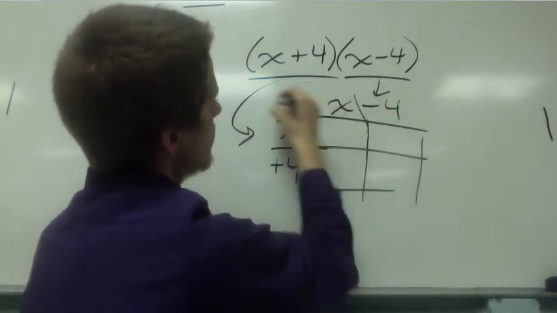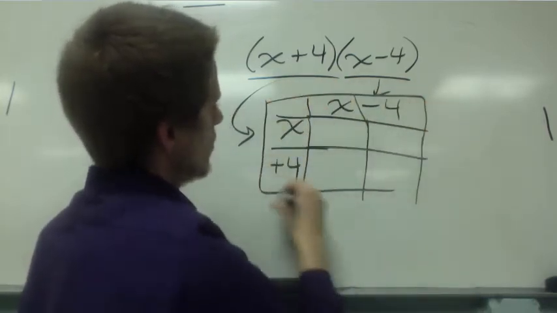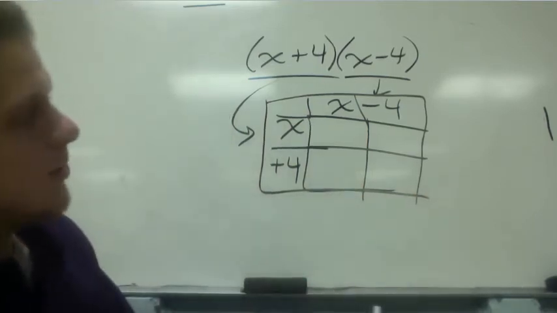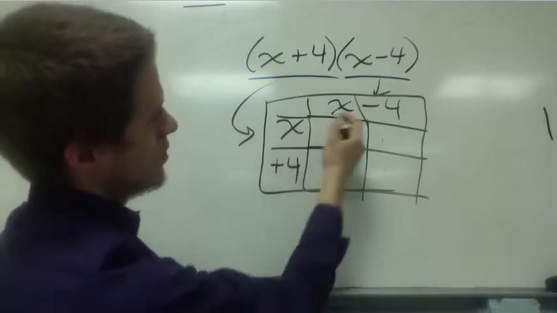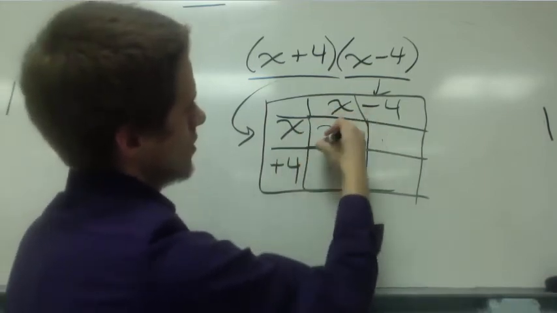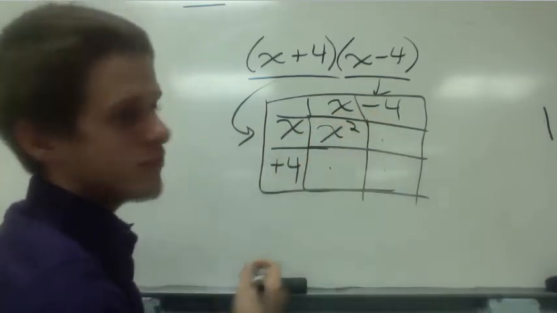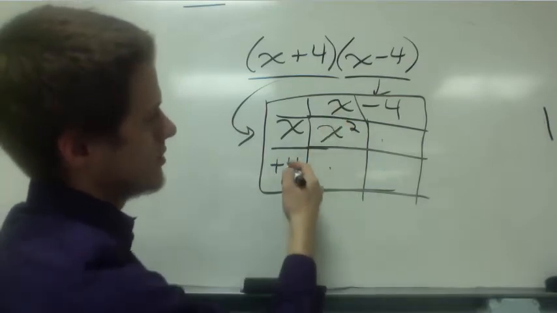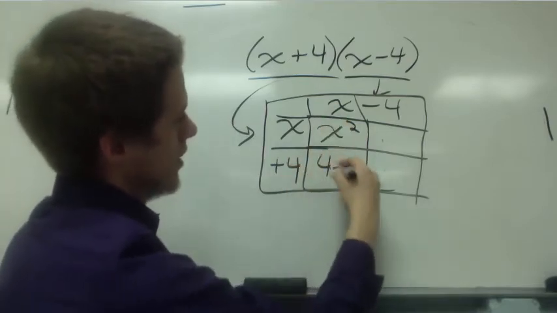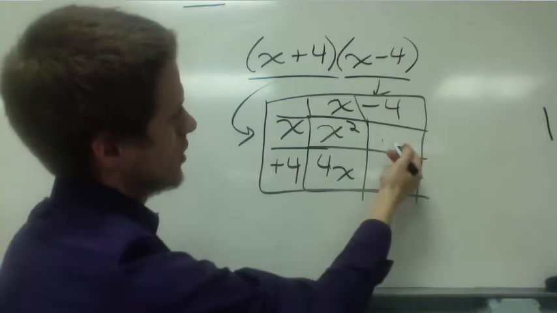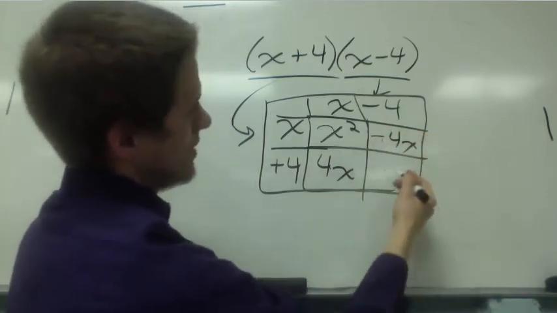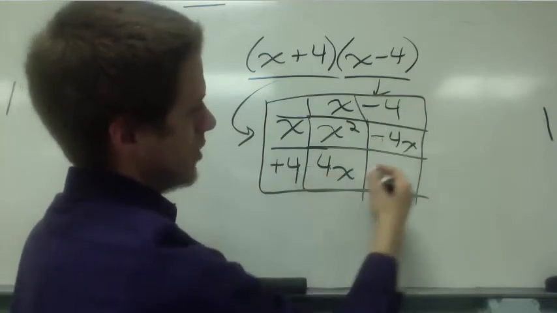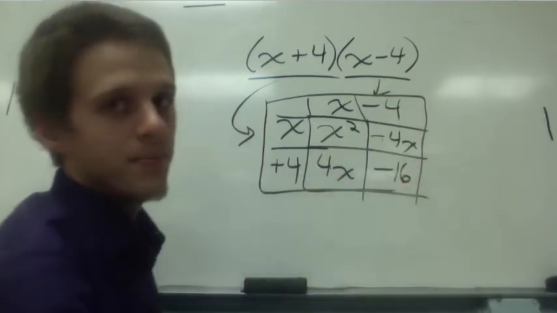Alright. So all I'm doing is finding the area of each of these 4 boxes. So this one, x times x, I'll get x squared. This one, x times plus 4, I'll get a 4x. This one up here, negative 4 times x will be negative 4x. Down here, negative 4 times positive 4 will be negative 16.